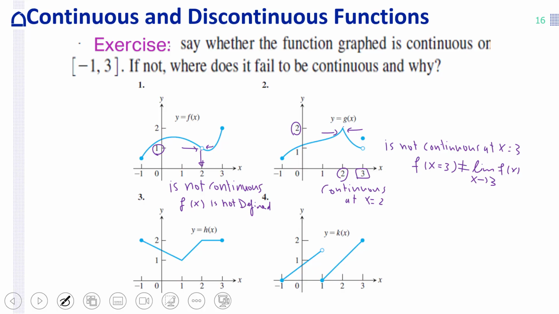But this is a removable discontinuity, so we can remove the discontinuity. How to remove it? You just define the function at x equal to 3 to be equal to the value of the limit, which is 3. So if you define f at 3 to be equal to the limit, you can remove the discontinuity.